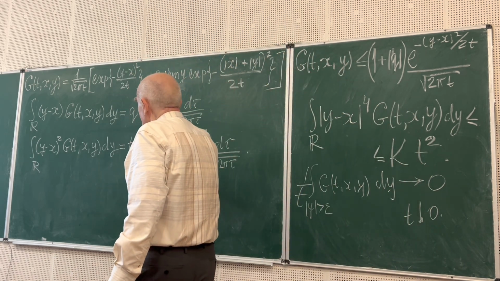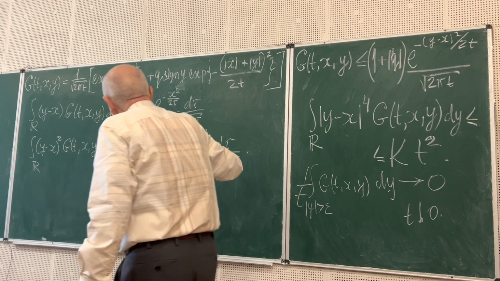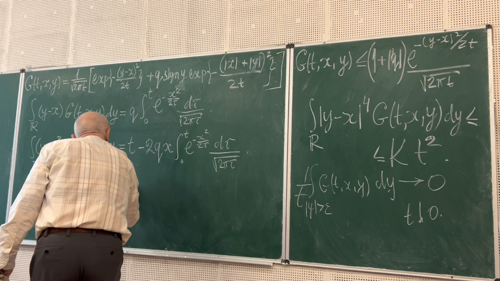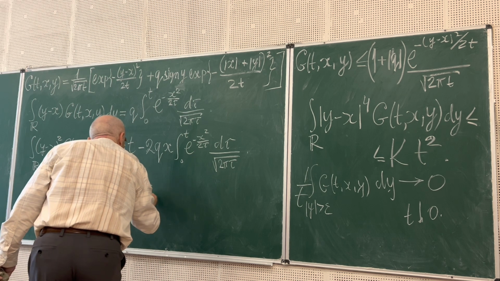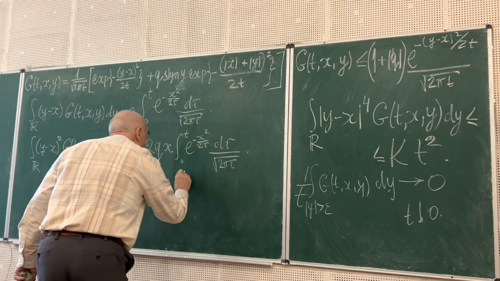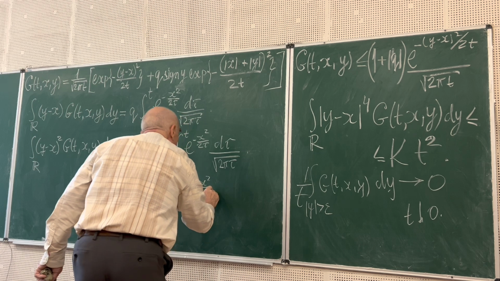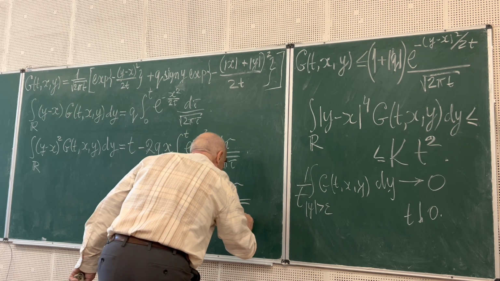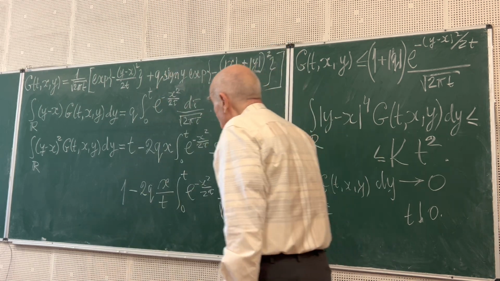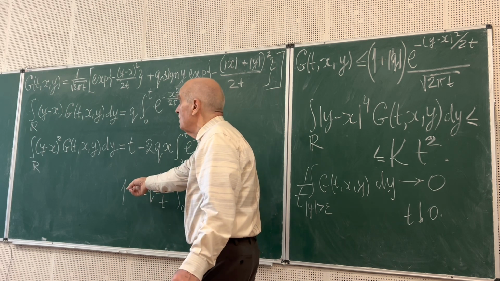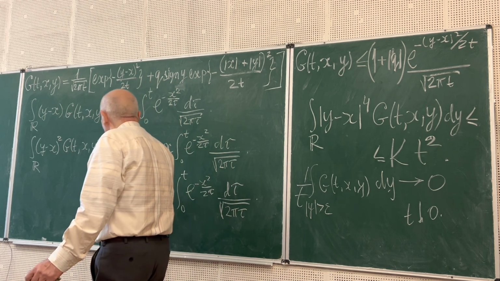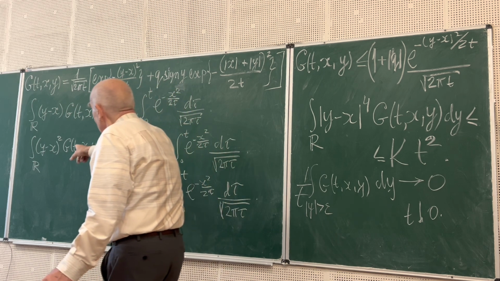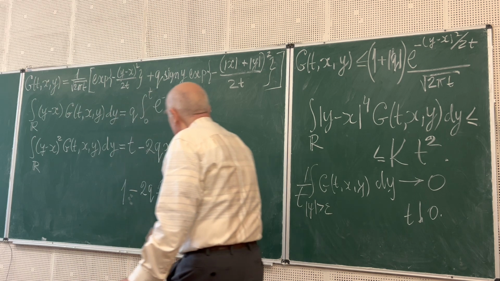You see, let us consider the second equality. If I divide it by t, I will have here 1 minus 2q x over t integral e to the power minus x squared over 2 tau d tau over square root 2 pi tau. If x equals 0, then this limit is equal to 1. Even not limit, but for x being equal to 0, this equals 1, okay?